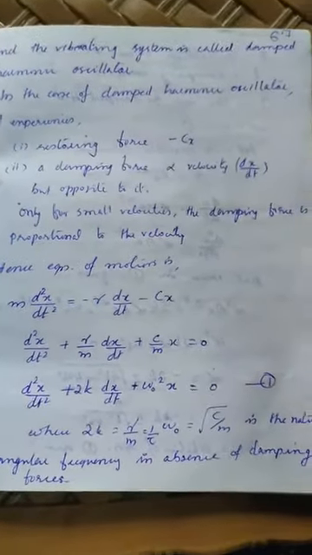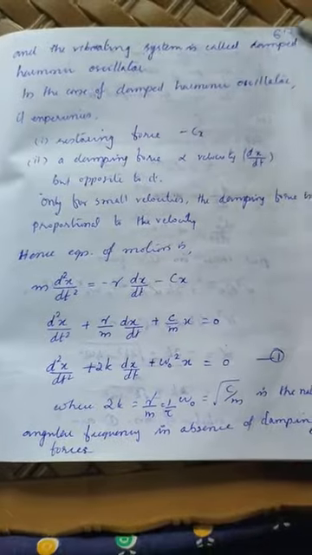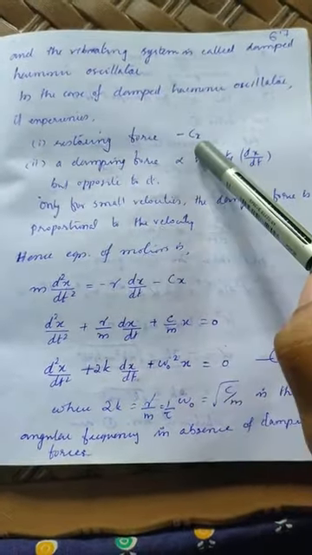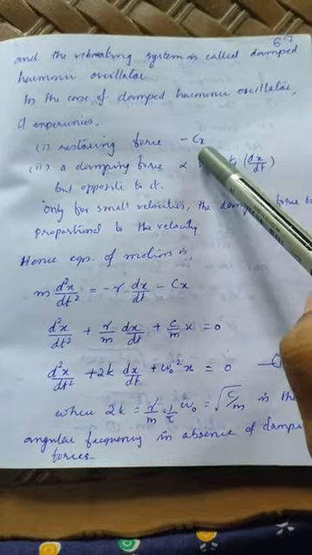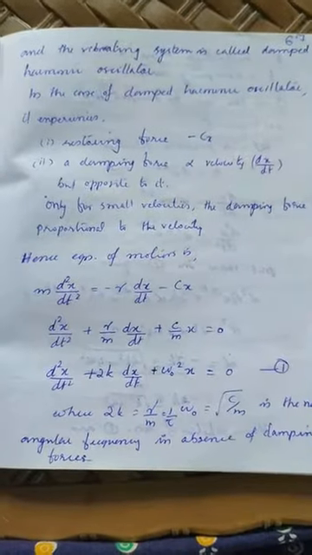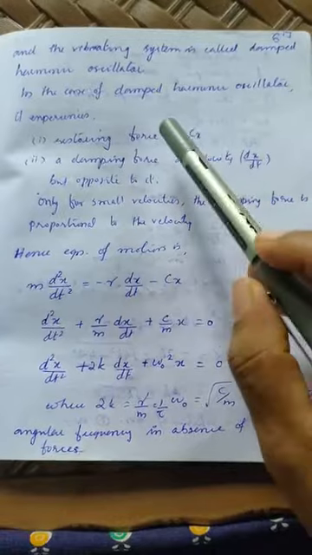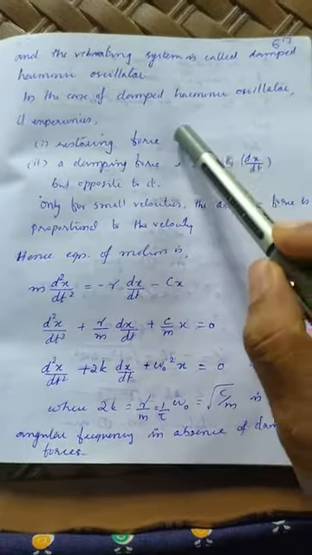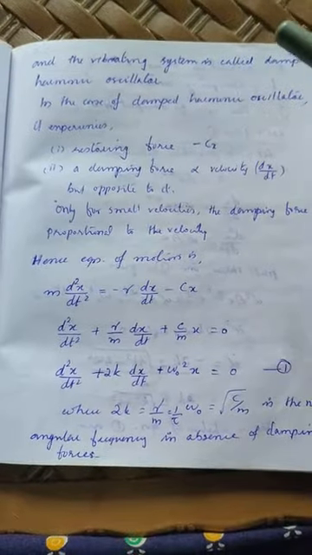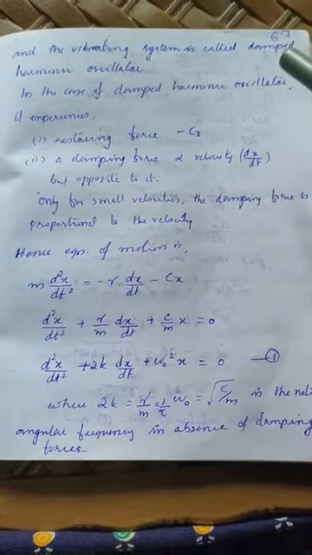So, in the case of a damped harmonic oscillator, it experiences two forces. The first is the restoring force, which, as we defined earlier, is proportional to the displacement. So we can write restoring force equals minus c x. The reason for the minus sign here is that the restoring force is opposite to the displacement direction, and c is the proportionality constant.